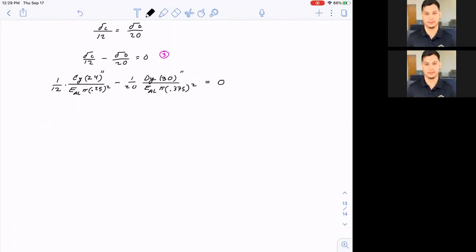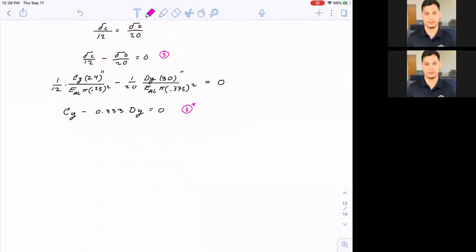So of course, when you cancel everything out and you simplify, you end up getting that Cy minus 0.333 of Dy is equal to 0. Now this is the true equation number 3. So we'll just put like equation number 3 star or something like that.